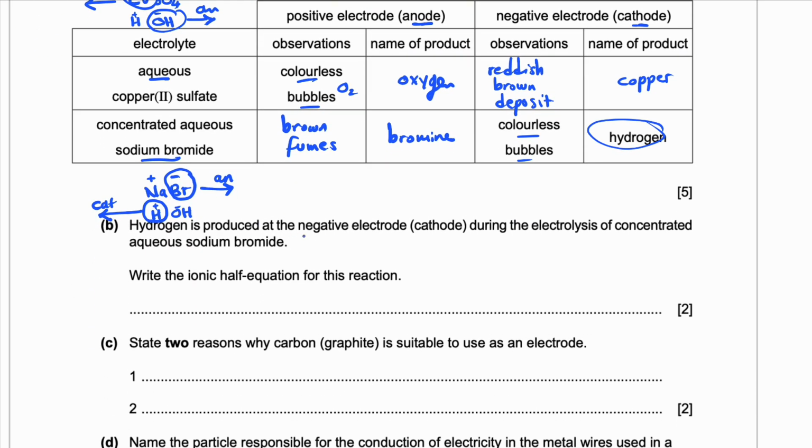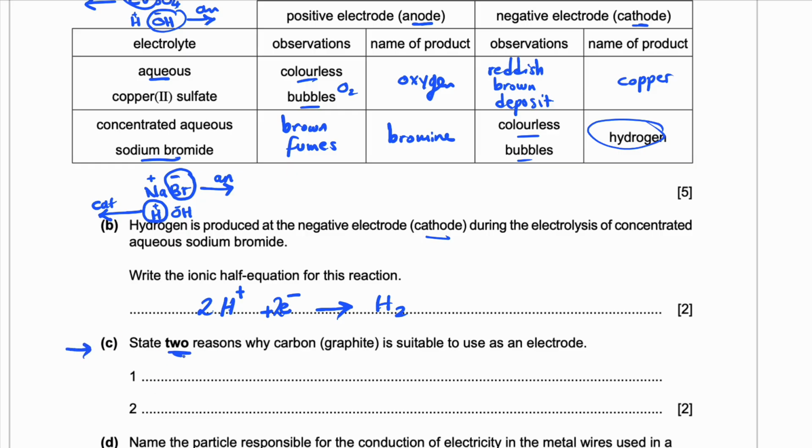Hydrogen is produced at the negative electrode, the cathode, during the electrolysis of concentrated aqueous sodium bromide. Write the ionic half equation for this reaction. So the hydrogen ion, H+, is going to discharge by the removal of that positive charge. So we need an electron to remove the positive. But since hydrogen gets discharged in the form of a diatomic molecule, we need to use 2 hydrogen ions and 2 electrons. So this is the half equation for the discharge of hydrogen gas.